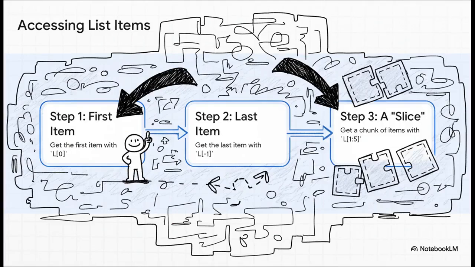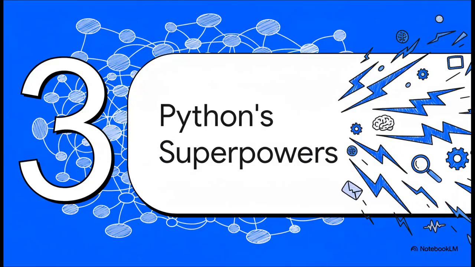And this is a perfect example of why people love Python. It's just so simple and intuitive. If you want the first item, you just ask for item 0, because programmers start counting at 0. Want the last item? Easy, just ask for -1. And if you want a whole chunk out of the middle, you can just grab a slice. It just makes sense.